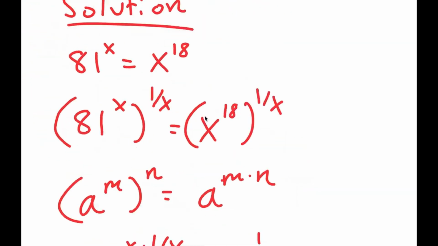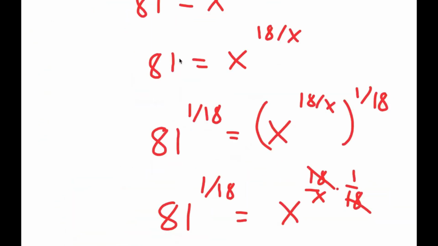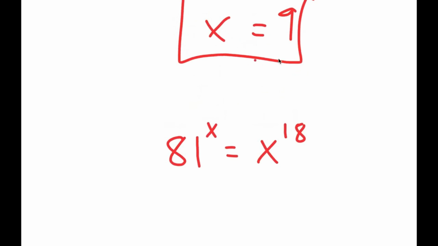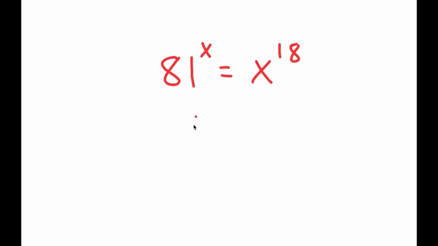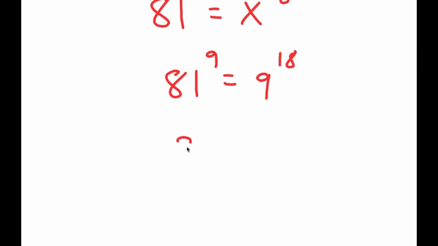So now, going back to the original equation, let's go ahead and check if this is right. So I have 81 to the power of x is equal to x to the power of 18. So x is equal to 9. So if I plug in 9 for x, I get 81 to the power of 9 is equal to 9 to the power of 18. Now, 81 is the same thing as 3 to the power of 4, and 9 is the same thing as 3 squared.